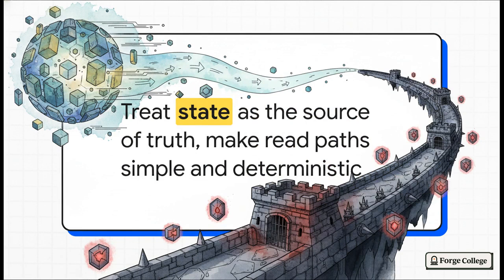So let's move to our key takeaway and see how this builds our core philosophy as Web3 developers. Read this carefully on the screen. Treat state as the source of truth, make read paths simple and deterministic, and protect your write paths like an absolute fortress. By separating these responsibilities, using modifiers for authority and custom errors for input validation, you create smart contracts that are incredibly secure, super easy to reason about, and most importantly, easy to test.